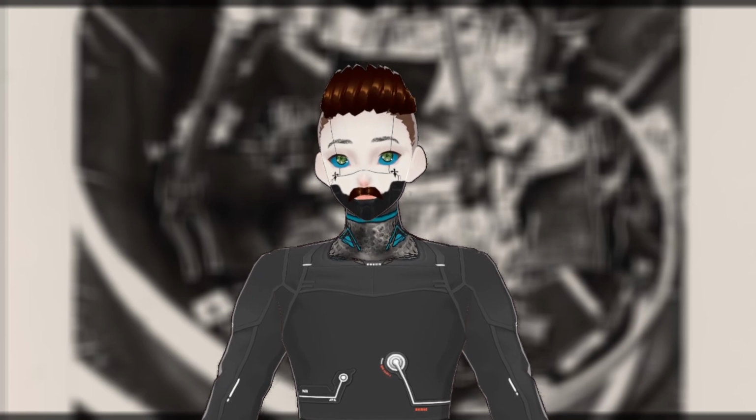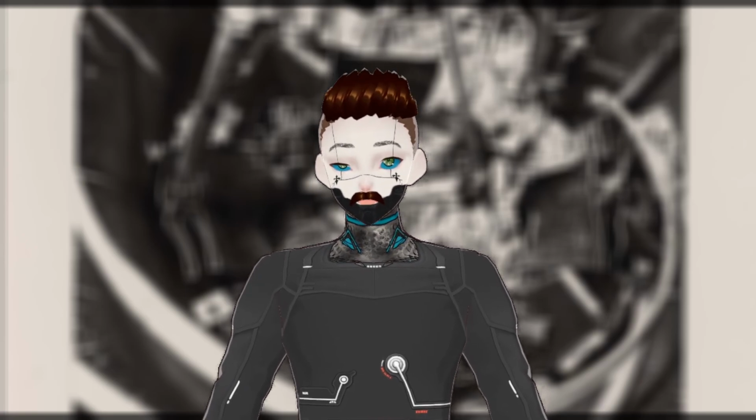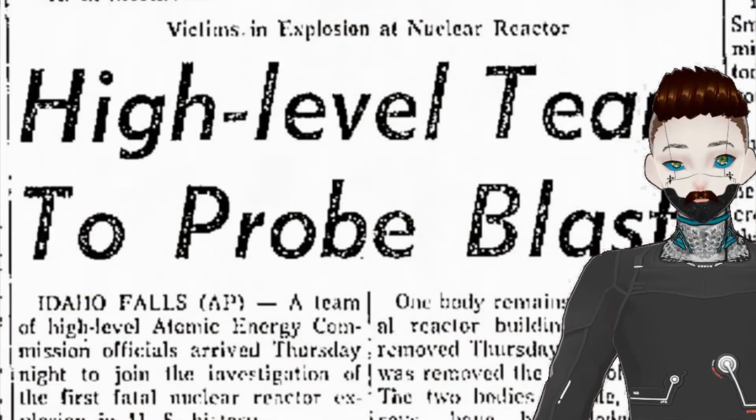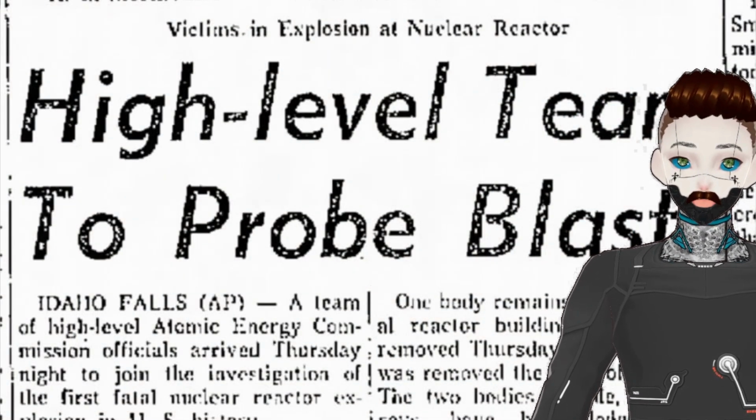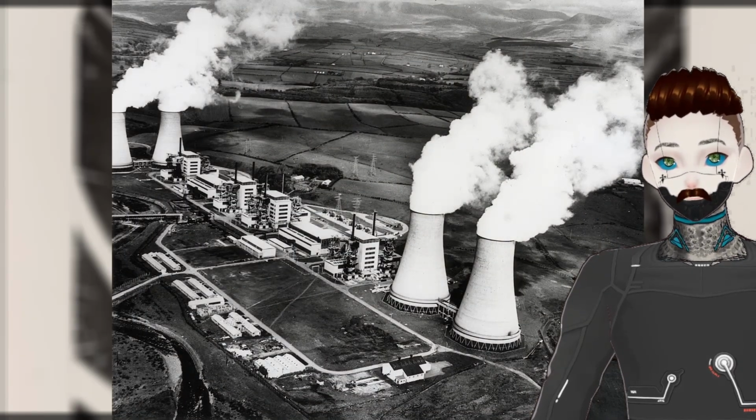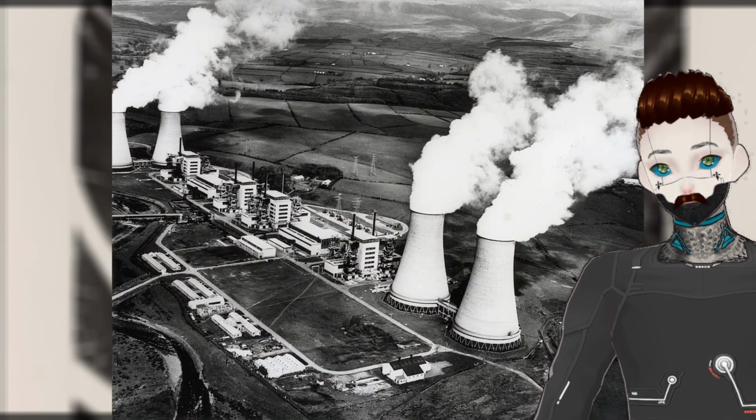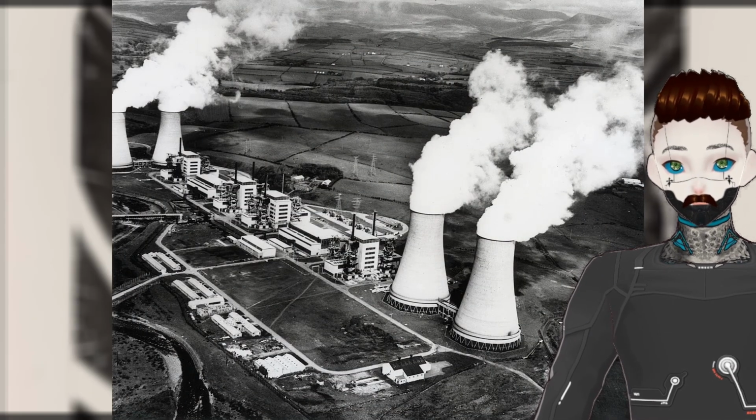January 3rd, 1961, in Idaho, the United States experienced its first and hopefully only fatal nuclear accident. It was caused by the Army's SL-1 reactor. So, in the Cold War, we have nuclear power, and we're looking for new ways to use it in order to defend ourselves against the Russians.